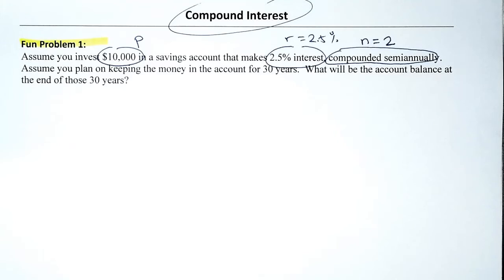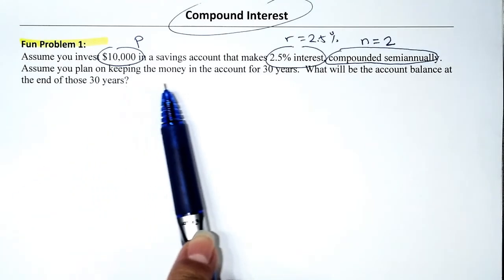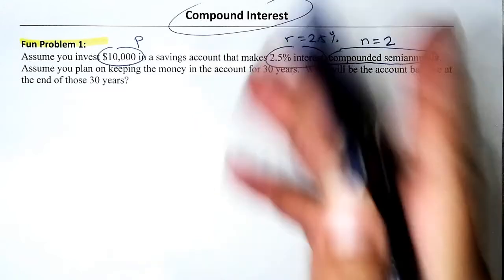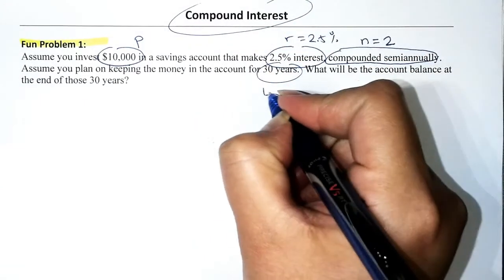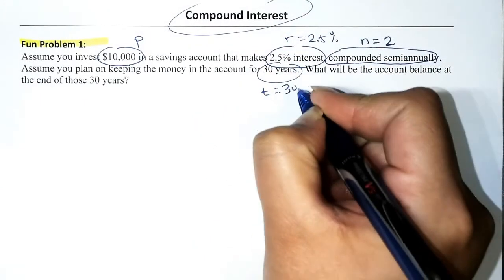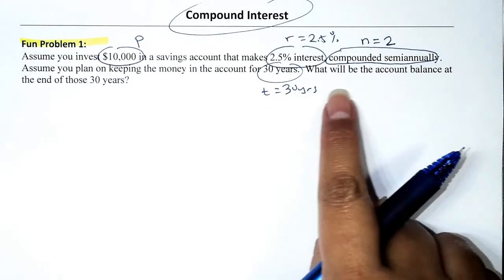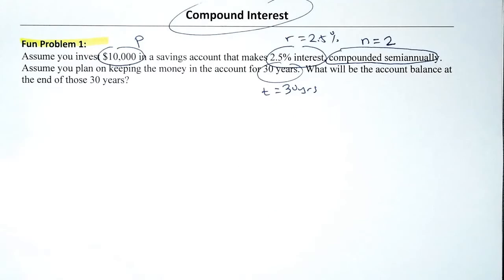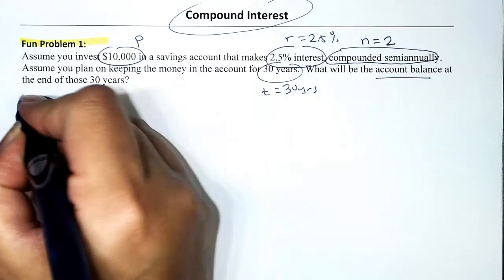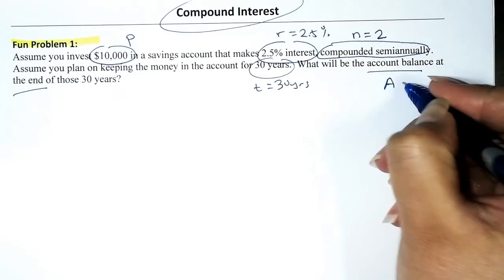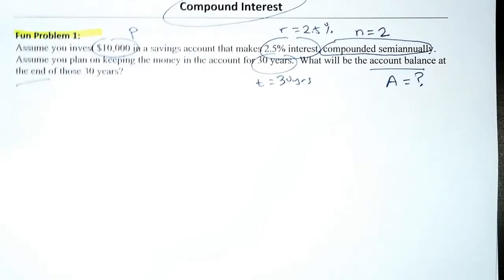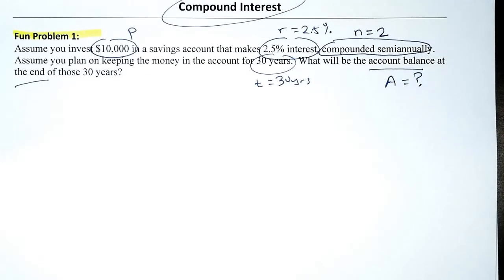Okay? Keep on going. Assume you plan on keeping the money in the account for 30 years. So we have more information. Time equals 30 years. Okay? And the question is, what will be the account balance at the end of those 30 years? Okay, so what is that final amount? I'm going to go ahead and put A equals because that's what A represents, the final amount with interest.